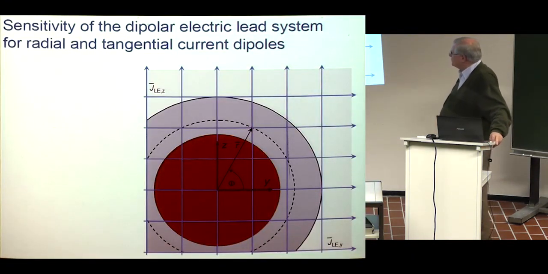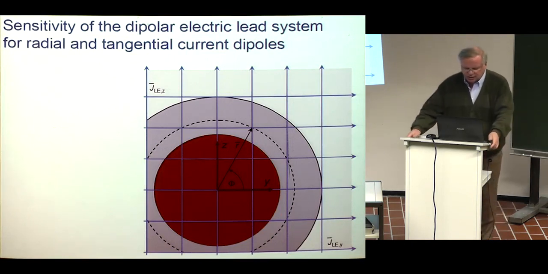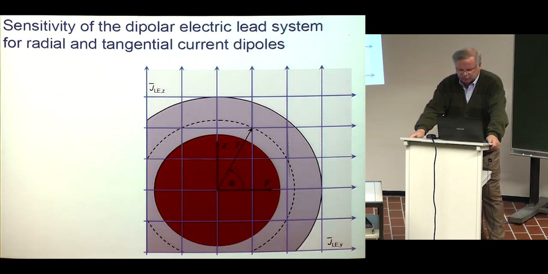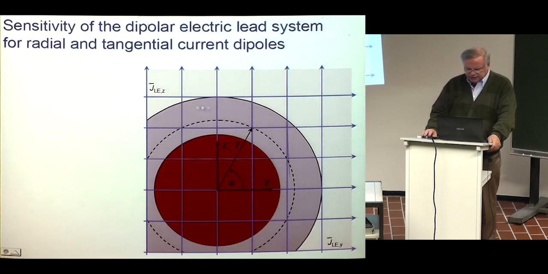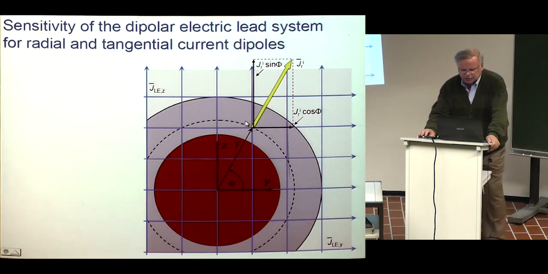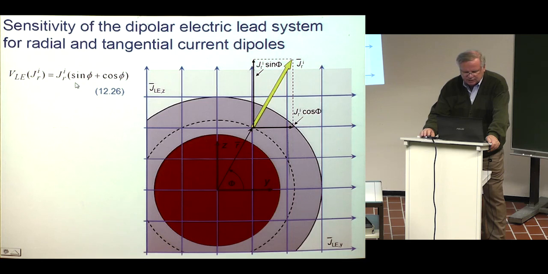Let us discuss the measurement sensitivity distributions and properties. Let's observe the sensitivity of the dipolar electric lead systems for radial and tangential current dipoles. Here are theoretically shown two electric lead fields, one in the Y direction, a homogeneous lead field, and one in the Z direction. Here is a heart. Inside, with red color, is the intracardiac blood, and this lilac violet is the cardiac muscle. If here is a current source dipole element in the radial direction, it is measured with the Y lead and Z lead, and its components are here.